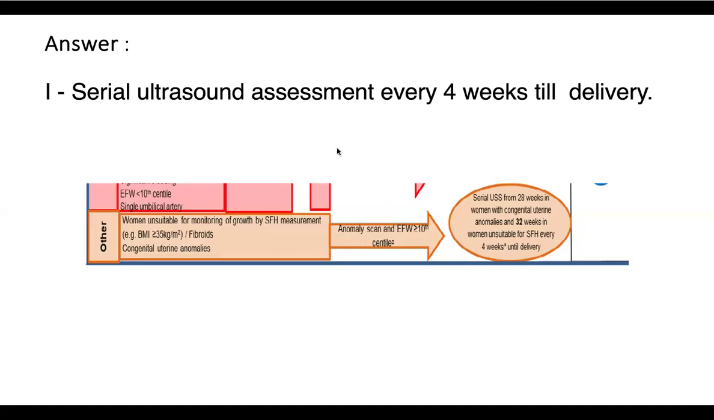Please remember, this was at the bottom, the last thing, the orange one in the algorithm, and it is written here: if the anomaly scan and the estimated fetal weight are normal or at the 10th centile or more, then serial ultrasound from 28 weeks in women with congenital uterine abnormality, and from 32 for the woman who is unsuitable for Symphysis fundal height, every 4 weeks until delivery. So yes, this lady will have a serial ultrasound assessment every 4 weeks until delivery, started from 32 weeks.